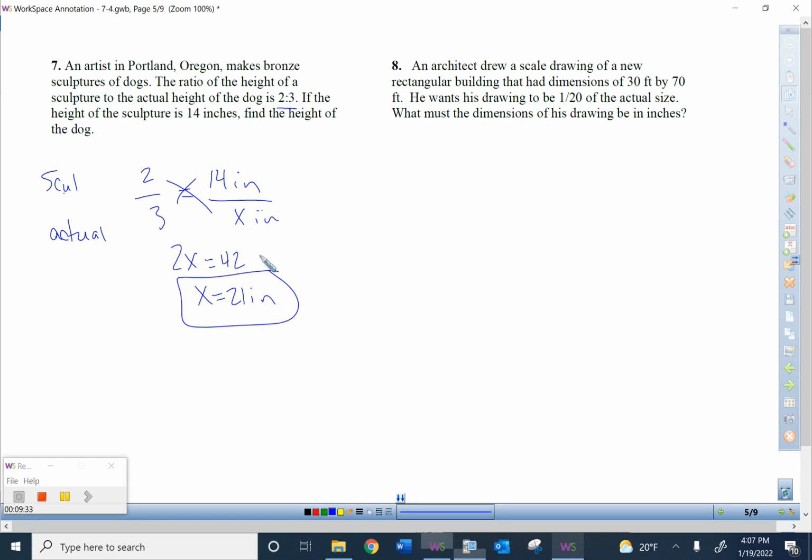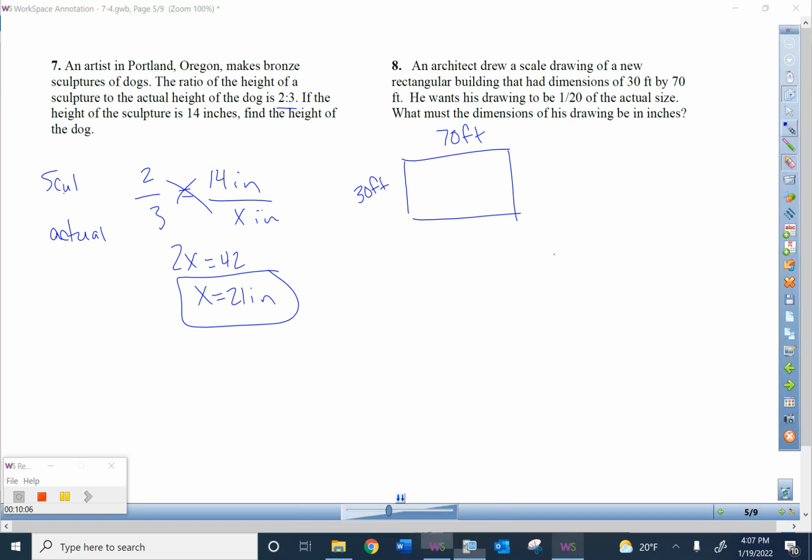Alright. The next one, it says an architect drew a scale drawing of a new rectangular building. We're going to start this one by drawing out our building as a rectangle. It says the dimensions are 30 by 70. Okay, so we're going to put those on our picture. 30 feet, 70 feet. And he wants this drawing that we're making to be 1/20th of the size. Okay, so when we're talking about this 1/20, you'll notice there's no labels on it, meaning we want to keep the label the same. So when we use that 1/20, we would still be in feet.